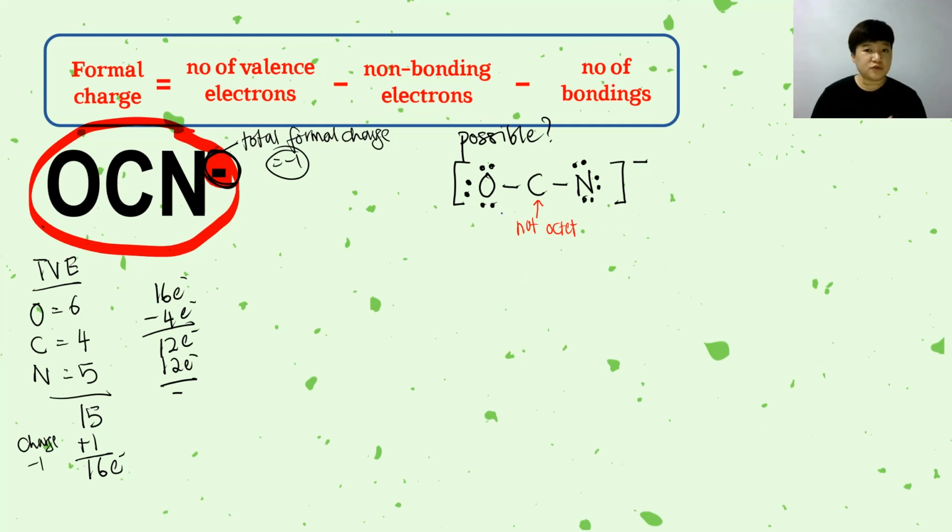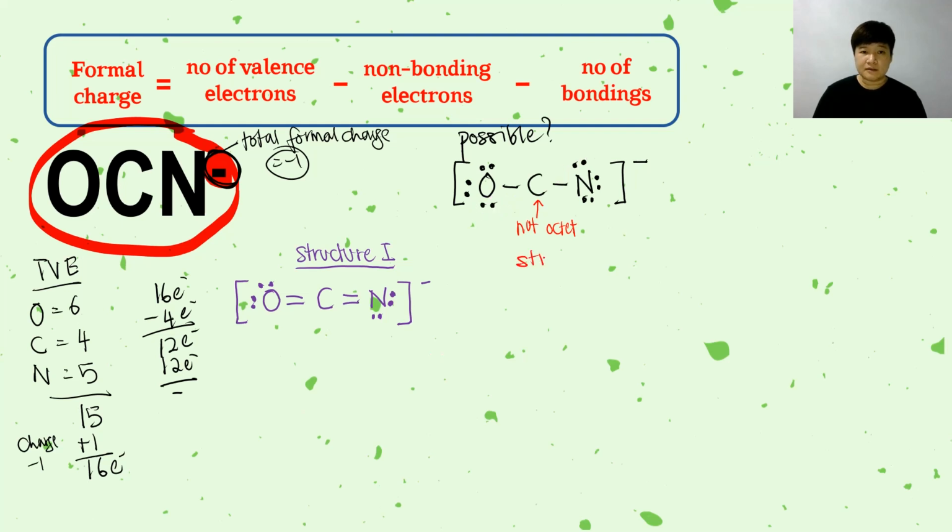Let's see. The first one is taking the lone pair from the oxygen, bringing it into the carbon, and taking 1 from the nitrogen, bringing it to the carbon. So the first structure will look something like this. Oxygen is left with 2 lone pairs, forming a double bond with the carbon, carbon forming a double bond with the nitrogen, and nitrogen left with 2 lone pairs as well, because one of the lone pairs was donated to form a double bond with carbon. Don't forget the charge. And that is my structure 1.